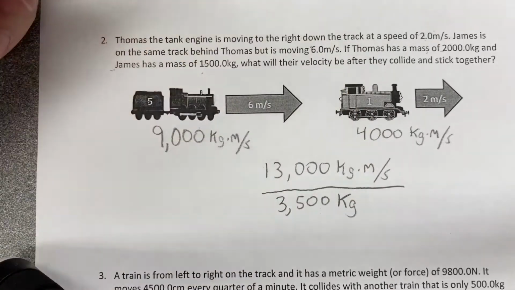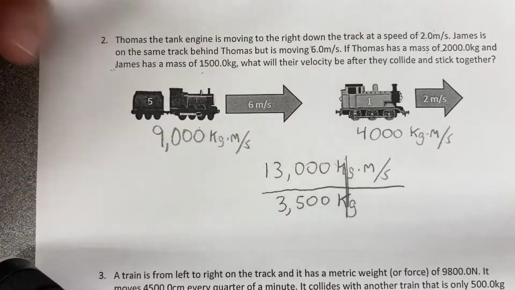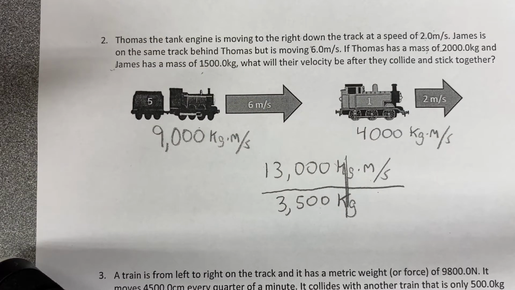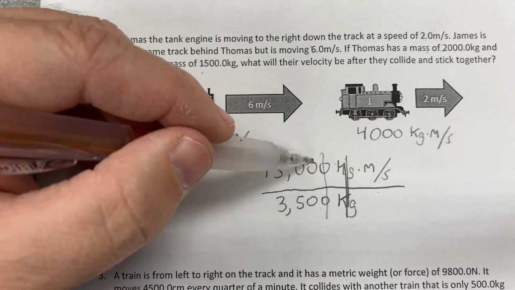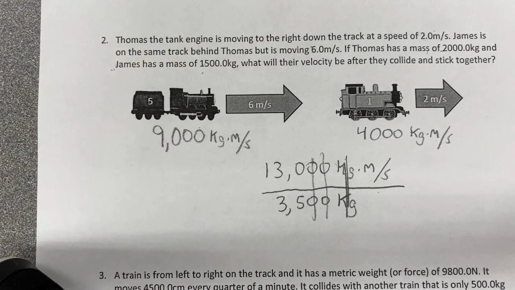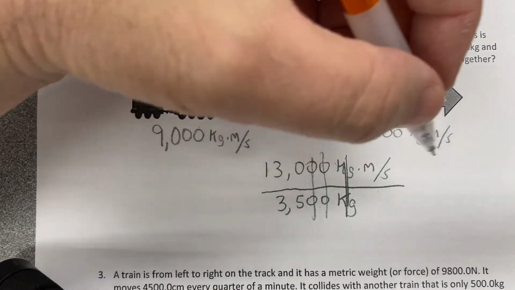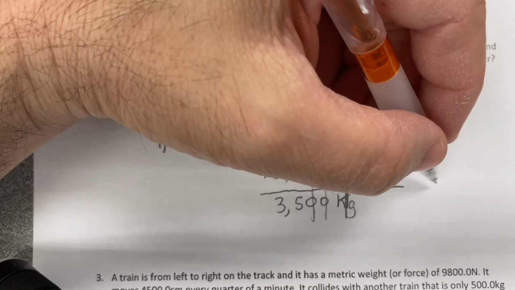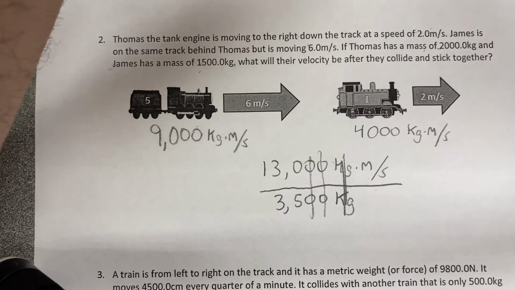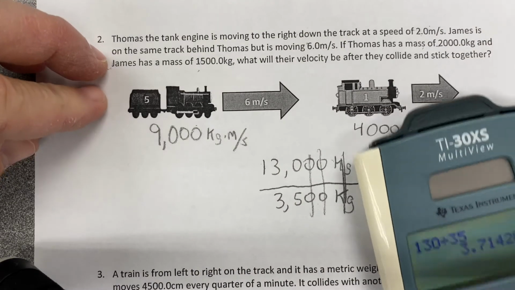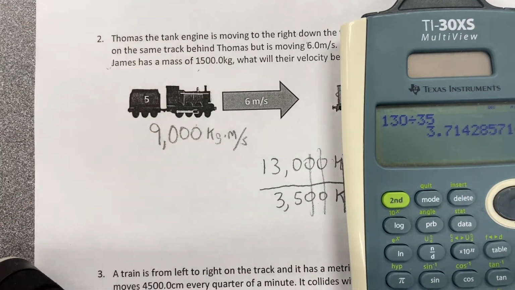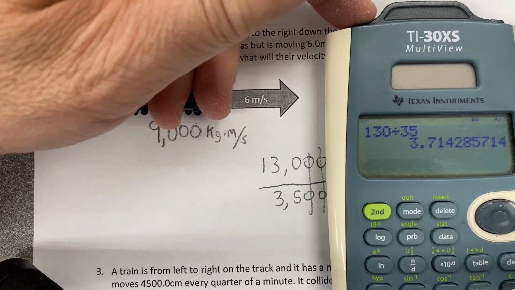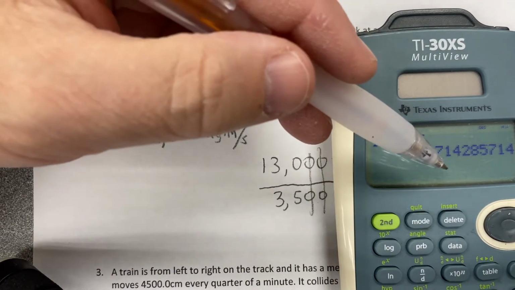kilograms. So kilograms is going to cancel out and we're left with meters per second. And we have the zeros cancel out. So we have 130 divided by 35. So that is going to be around 3. So let's grab a calculator. So 130 divided by 35 equals, see, we've got 3.714. Now, in reality, we're going to go with just 3.7.